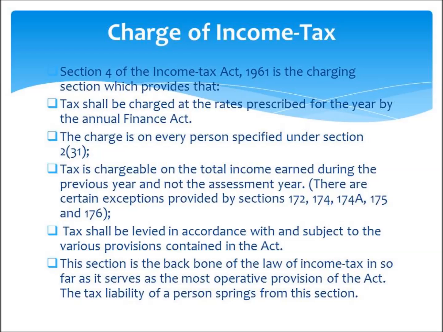The Annual Finance Act contains the rates of taxes chargeable on every person specified in section 2(31). So the Finance Minister gives rates for the charging of income tax for each class of person, whether it be individual or HUF or company, etc. Individuals will be charged at different rates, HUF at different rates, companies at different rates. All the persons will be chargeable to tax at different rates contained in the Annual Finance Act.